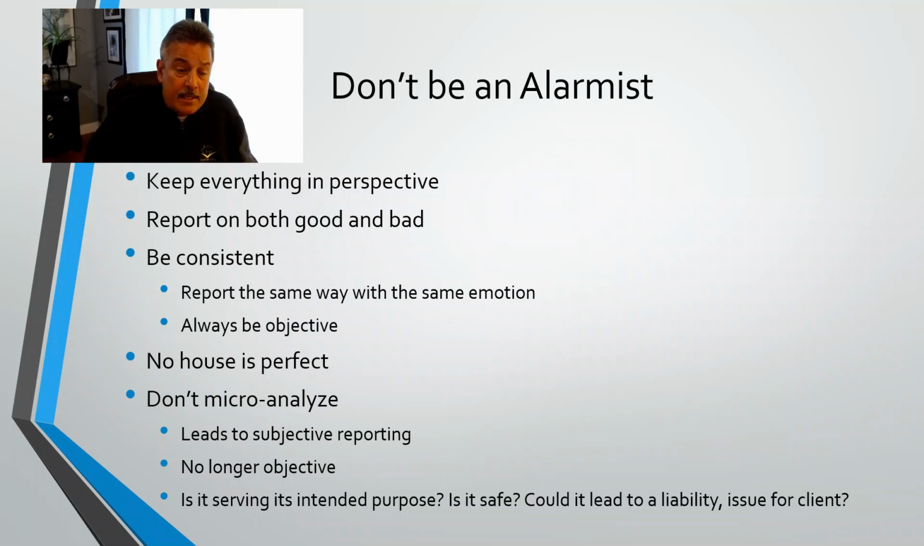Some reporting that we shied away from showed nothing but the problems. It was short and easy, very technical, and kind of an alarmist type of inspection report. And I think that we have better success with ours. So be consistent, report the same way with the same emotion, always be objective. We were talking before about subjective and objective. I always get those two backwards. No house is perfect. Don't microanalyze. That leads to subjective reporting. It's no longer objective, and it is not serving its intended purpose. Is it safe? Could it lead to a liability or issue for the client?